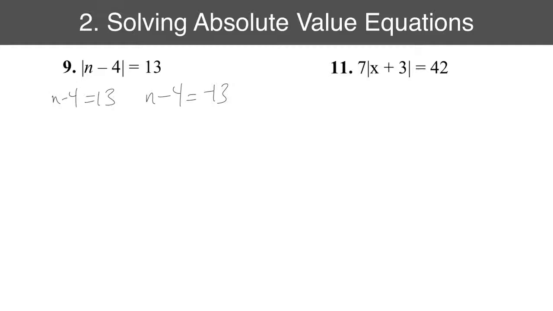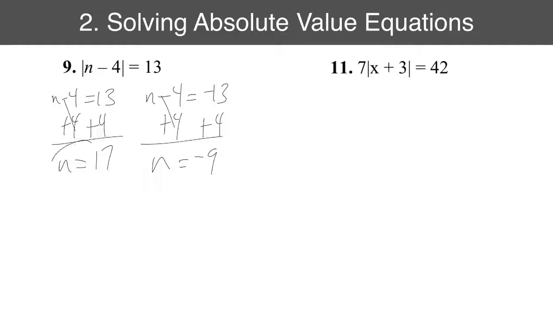So here we go. On the first one, we have n minus 4 equals 13. So we're going to add 4 over. And so we're going to get n equals 17. So there's my first answer. On the second one, I add 4 over. And this time it will be negative 13 plus 4, which will come out to be a negative 9. So my two answers are 17 and negative 9.